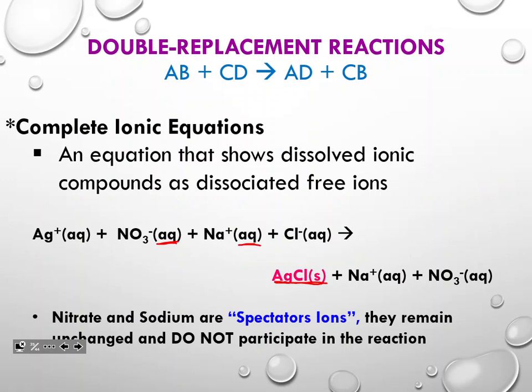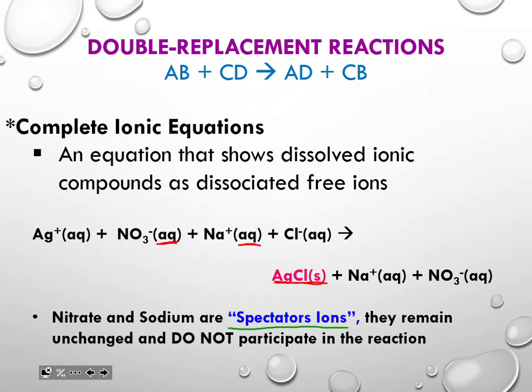Nitrate and sodium, though, that are not part of the bond that forms the crystal or the precipitate, they are noted as spectator ions. Spectator ions do not participate in the reaction. They sit around and float in the water and watch the show, basically. Watch what else is going on. The silver and the chloride are combining and forming an ionic compound. But the nitrates and the sodiums are doing nothing. They're just sitting in between the water.